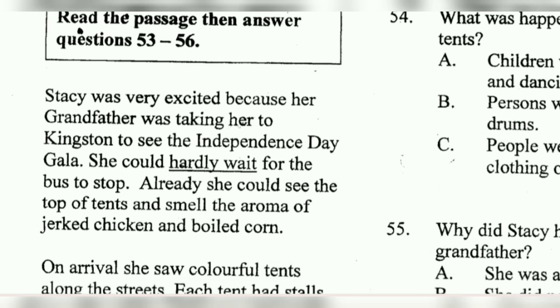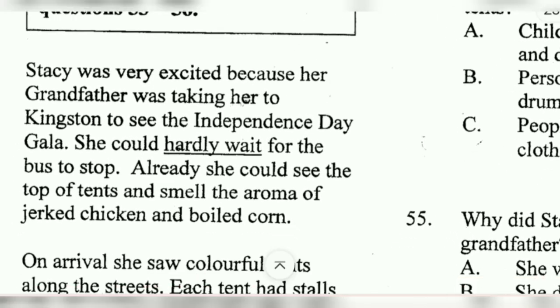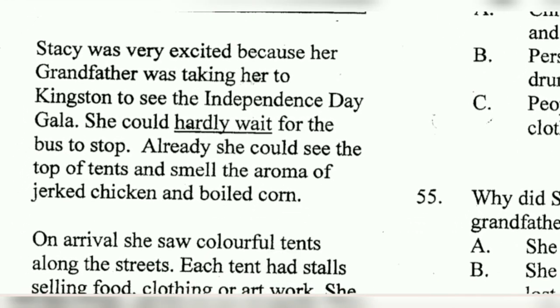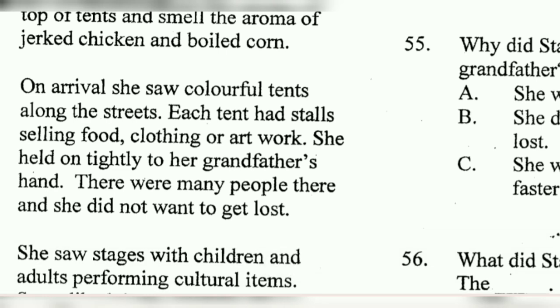All right. Moving on to 53 to 56. Read the passage, then answer questions 53 to 56. Stacy was very excited because her grandfather was taking her to Kingston to see the Independence Day Gala. She could hardly wait. I said the underline, hardly wait, means a question is coming somewhere about that. She could hardly wait for the bus to stop. Already she could see the top of tents and smell the aroma of jerked chicken and boiled corn. Do you love corn? I don't really like it. My family loves it, but not me. Neither here nor there for me when corn is around.